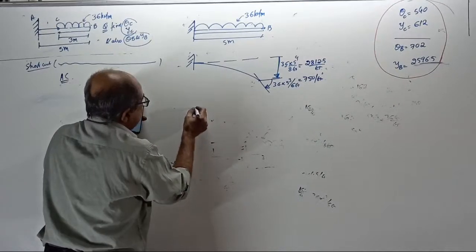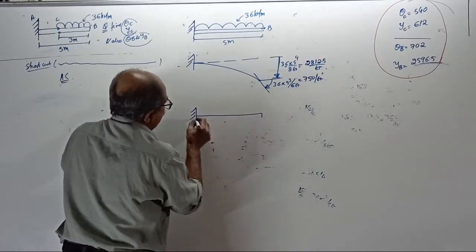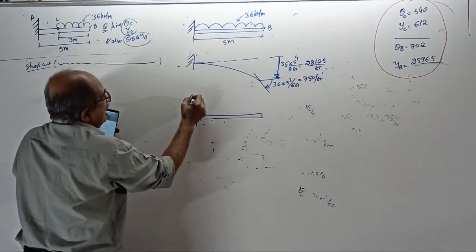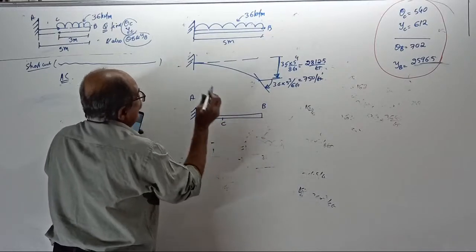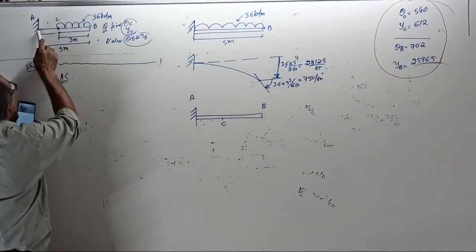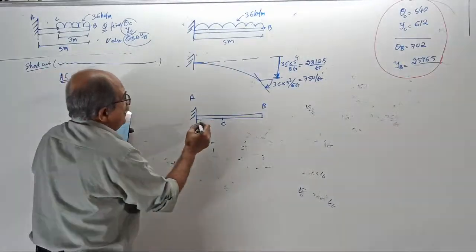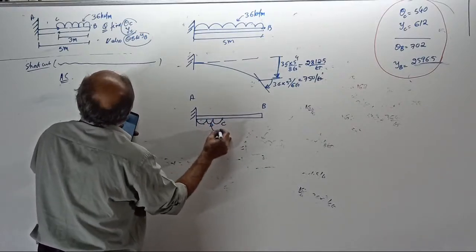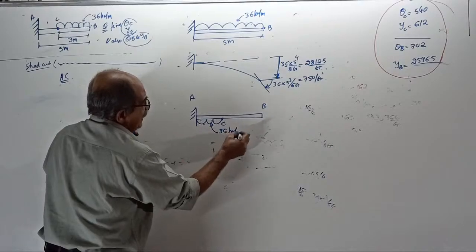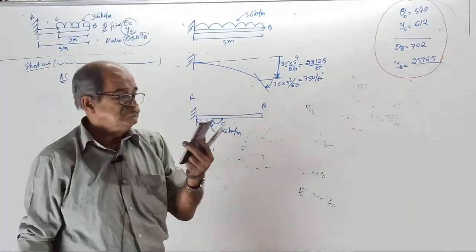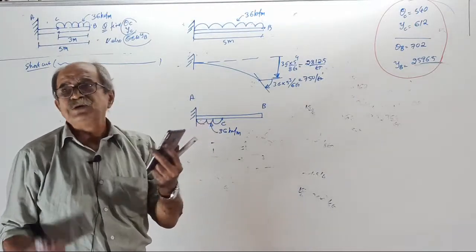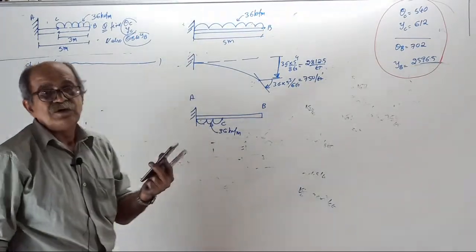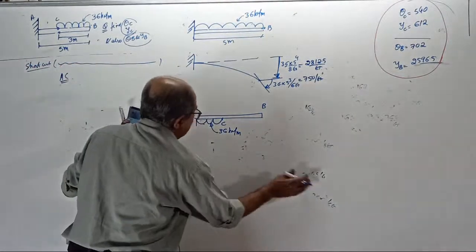Now consider the same cantilever. Actually the UDL is only from B to C. This is A, this is B, and point C is here. From A to C, we took an extra UDL. To balance it, put an upward UDL of the same 36 kilonewton per meter. Clear? Now the elastic curve. Tell me.